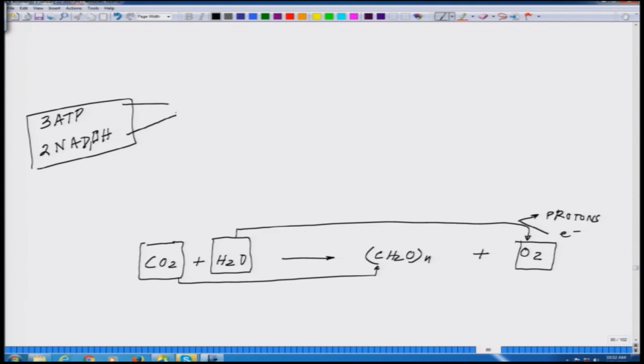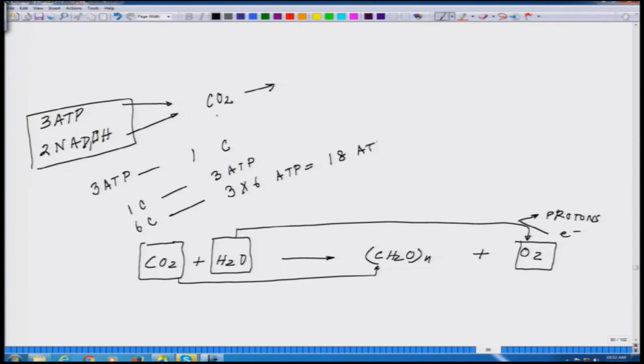So this is what is needed to convert one CO2 molecule, to add one CO2 molecule. So for 6, you will be needing 6 times of this. So essentially what will happen? 3 ATP for 1 carbon. So for 1 carbon you need 3 ATP. So for 6 carbon you will be needing 3 multiplied by 6 ATP, which is essentially 18 ATP molecules.